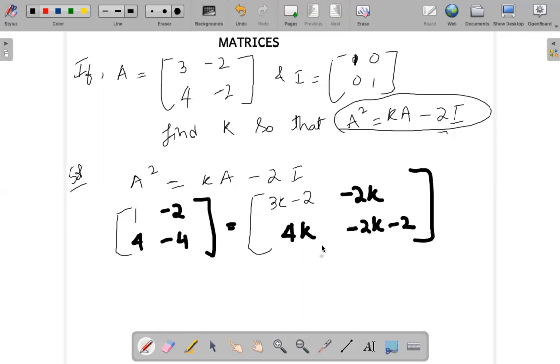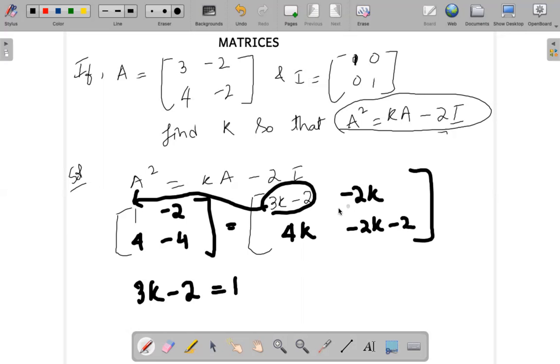Now equating the corresponding elements. So first thing is with respect to 1. I'll equate this whole thing with respect to this. So 3k minus 2 is equal to 1. We get the value of k: this goes to the other side, so it is 3 and then 1. So the k value will be 1.